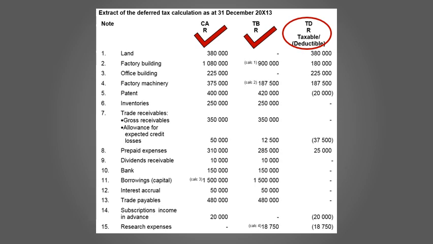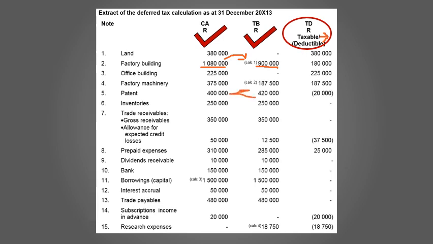Let's lastly look at the difference between taxable and deductible temporary differences. If we look at this calculation, we see that the positive amounts are taxable temporary differences. So why are they taxable? For example, let's look at the factory building. For the factory building, we are going to get economic benefits in future to the value of 1,080,000. However, we will only be allowed to deduct 900,000 against these benefits in future. Therefore, the difference between the carrying amount and the tax base will be a taxable temporary difference.